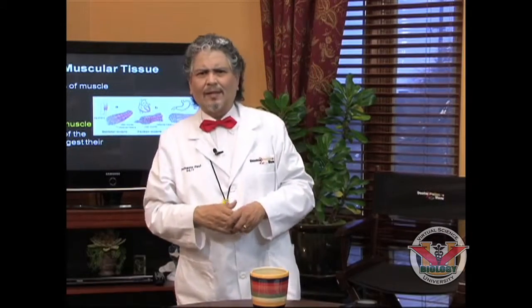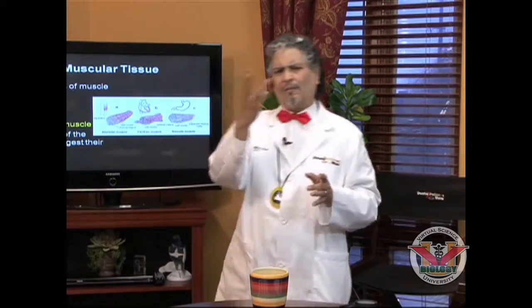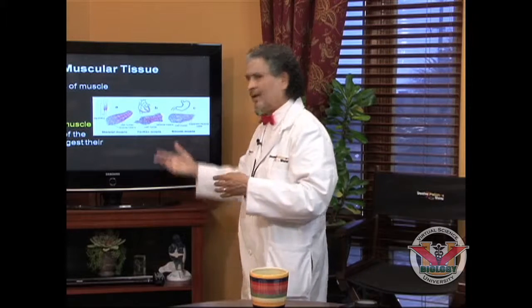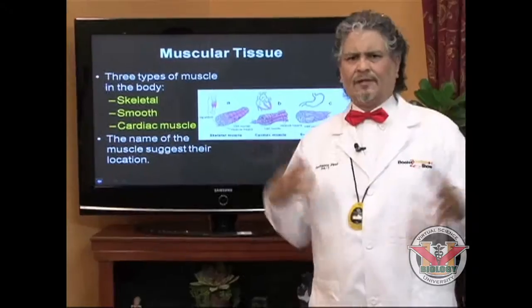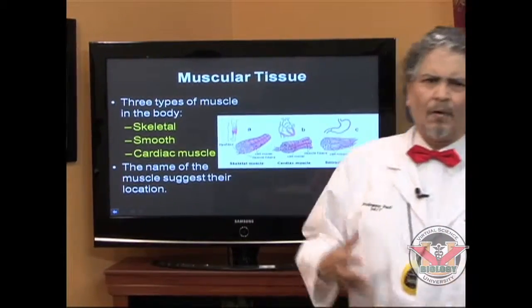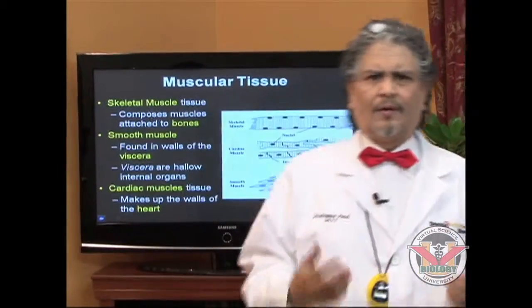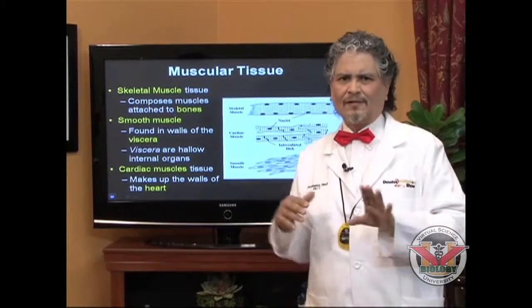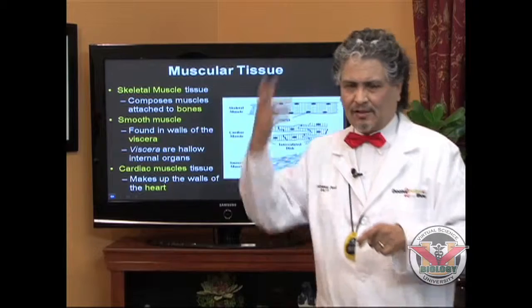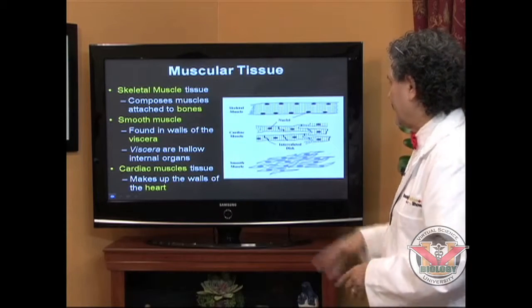Also, you need to realize that muscles basically are made up of three groups, okay? The skeletal, the smooth, and the cardiac muscle. The skeletal, of course, is the part that you control. The smooth is the muscle that makes the lining of your organs. That's involuntary. That's controlled by the lower base of your brain.